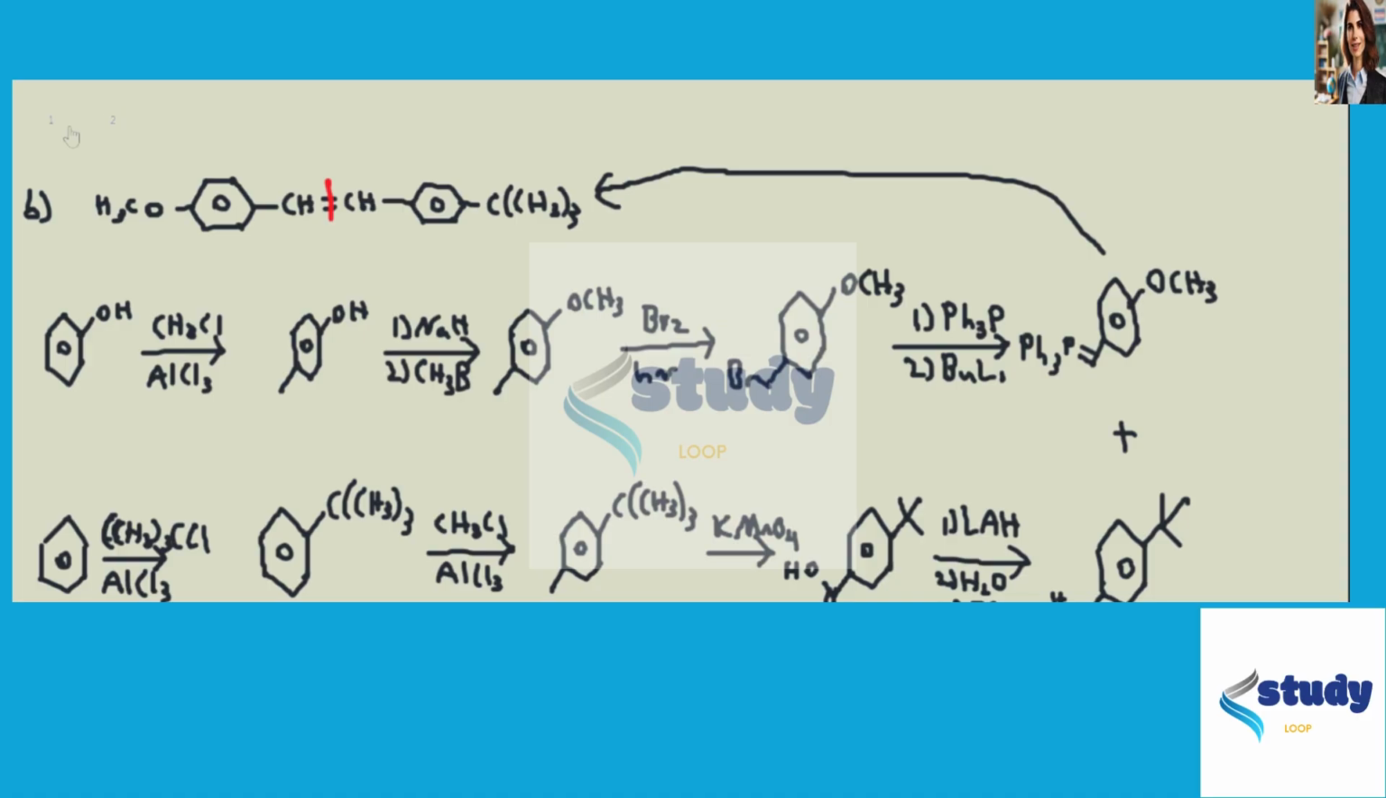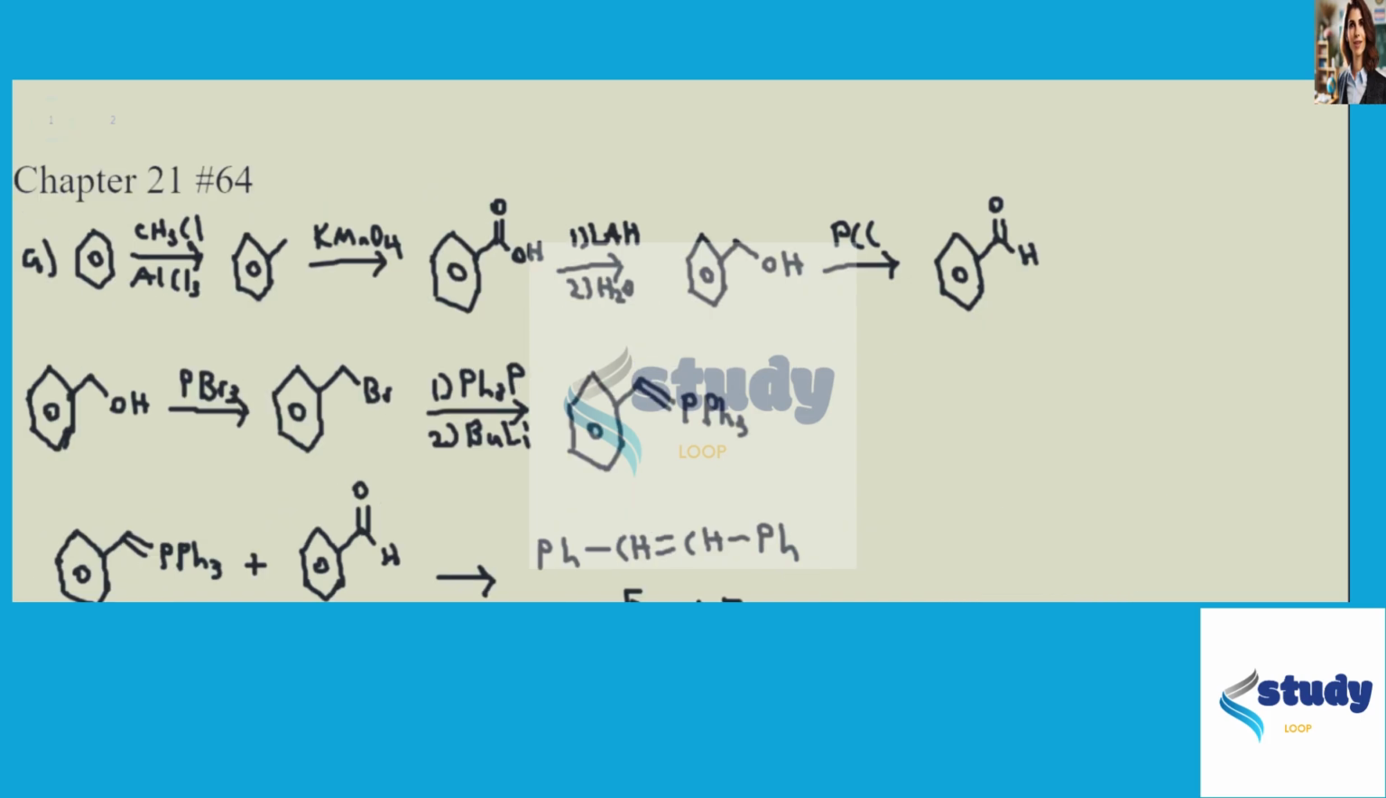And again, the strategy here is just to identify that you can cut these molecules in two at the double bond, and then identify that you could use a Wittig to join the two pieces together, and then go ahead and just make the two things that you need to do your Wittig, the Wittig reagent itself and a carbonyl group. And so that's the answer to chapter 21, problem number 64.